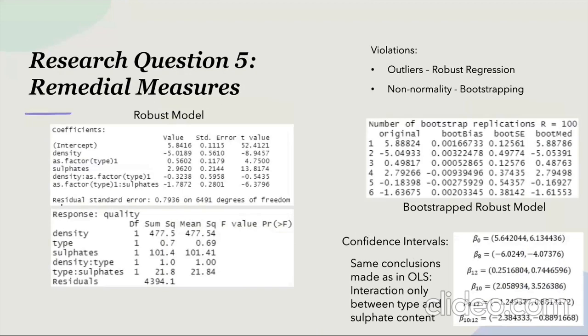Now for remedial measures. We found that outliers existed in the model and that the model violated normality. To remedy this, we used a robust regression and then bootstrapped that robust model for the final model used. As you can see on the bottom right, the confidence intervals developed by the bootstrapped model indicate the same conclusions that were made in the OLS model, and that is that the interaction only exists between the wine type and sulfate content, not between density and sulfate content.